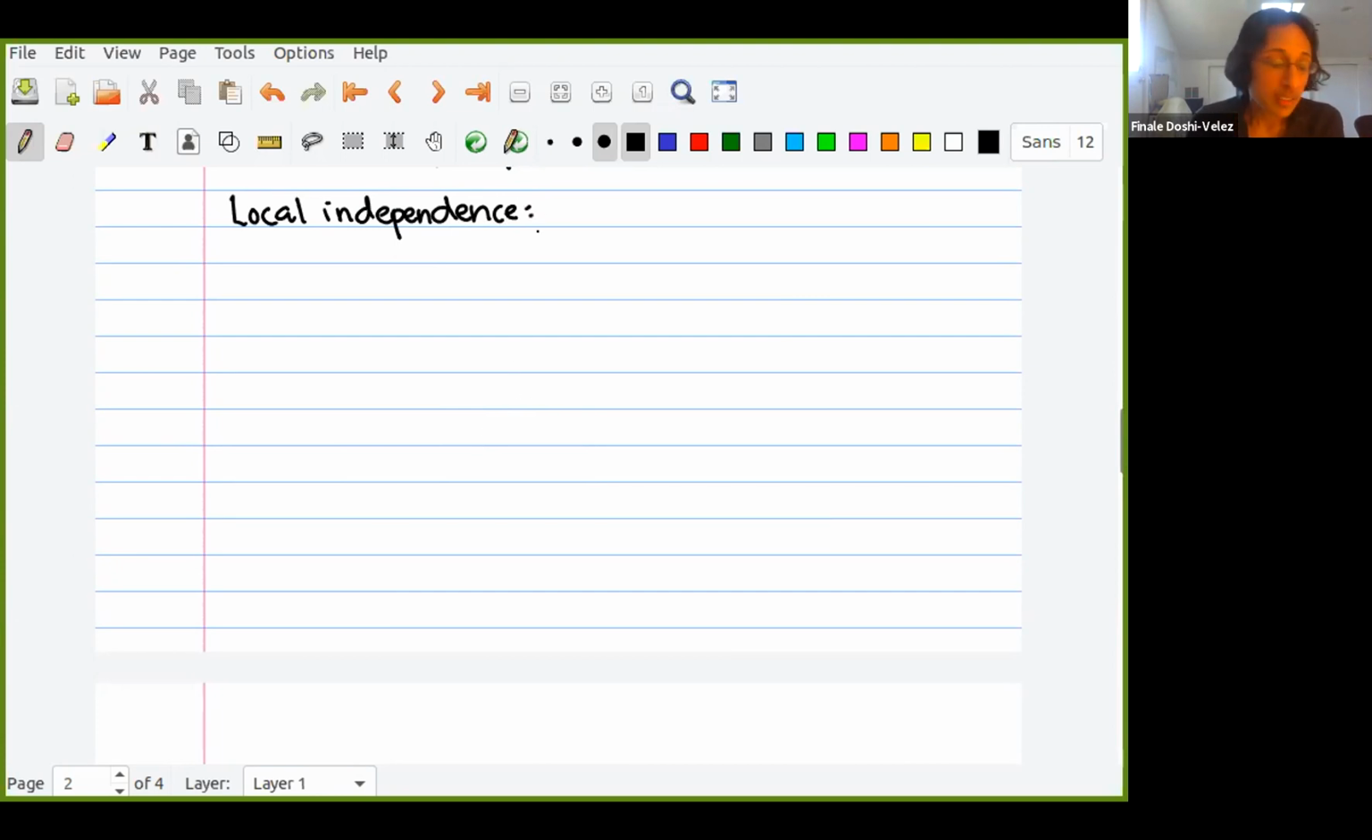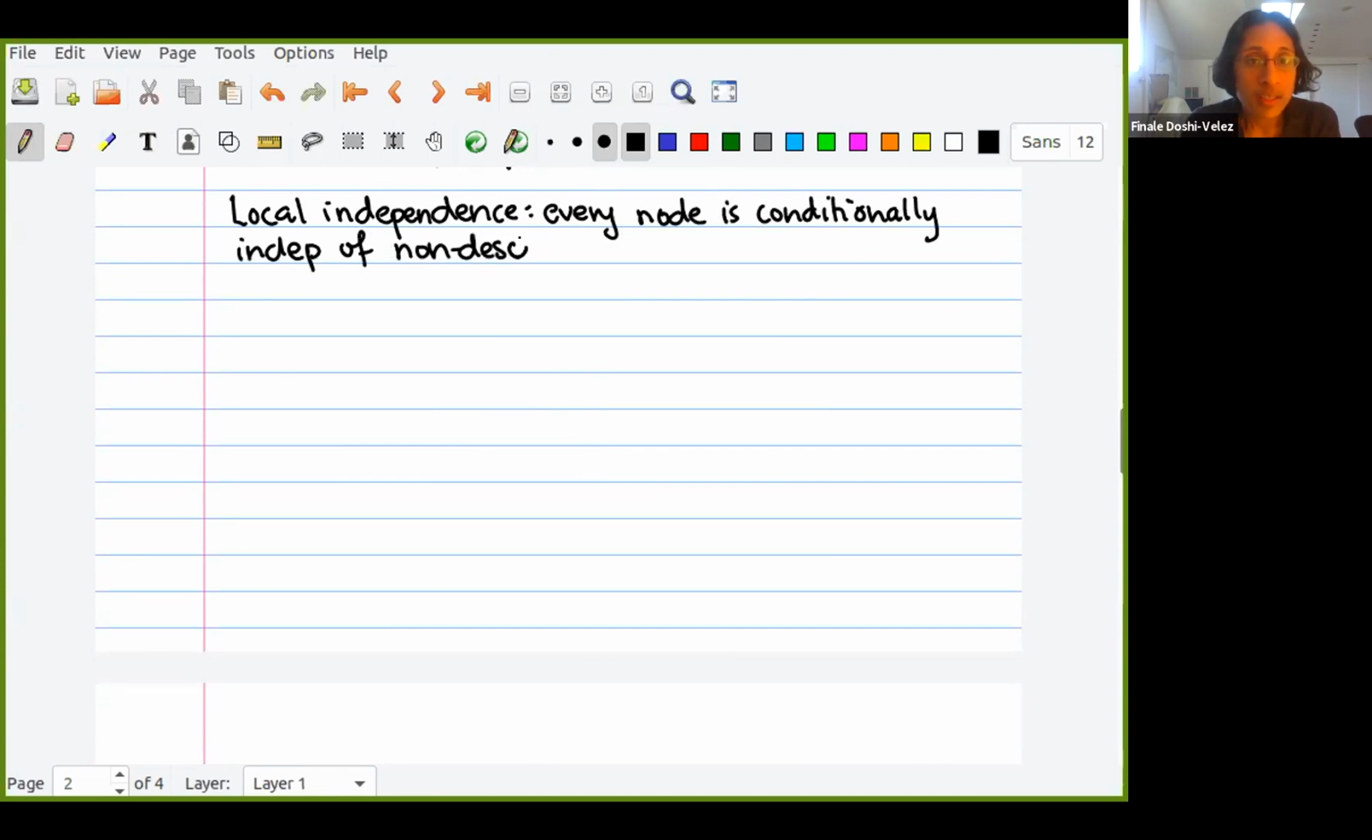So local independence: every node is conditionally independent of non-descendants given its parents. And let's do a little example.